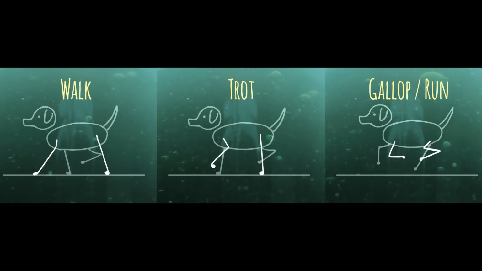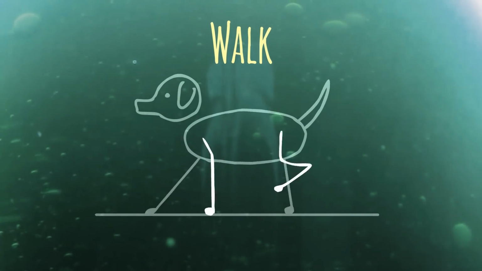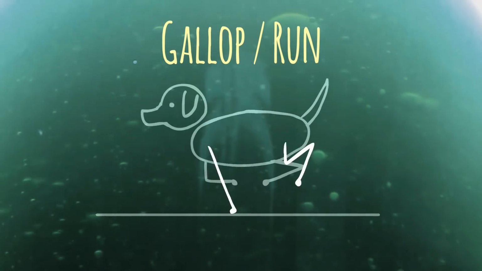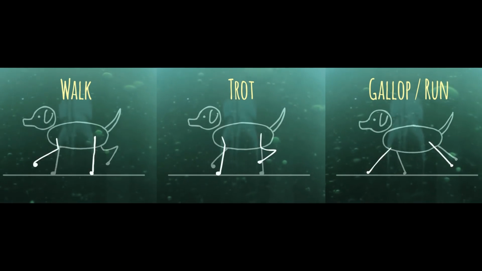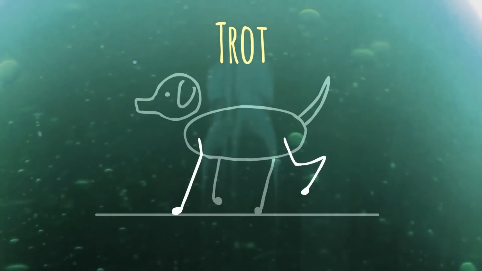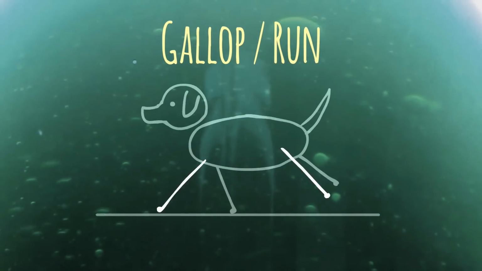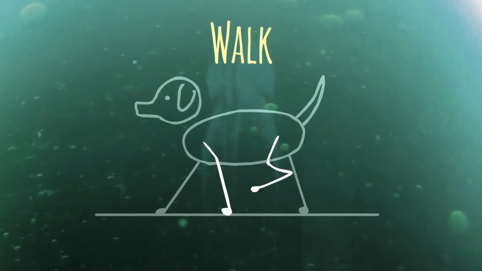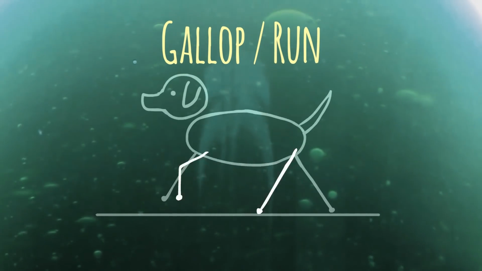There are 3 speeds of quadruped walk cycles: walking, trotting, and galloping, or running. The relationship between the positioning of the legs is different for each. In a walk cycle, 3 legs are in contact with the ground at a time. In a trot, 2 legs are in contact with the ground at a time. And in a gallop, only 1 leg touches the ground at a time. The timing is also different. A walk cycle is about 32 frames, a trot is 16 frames, and a gallop is 12 frames.